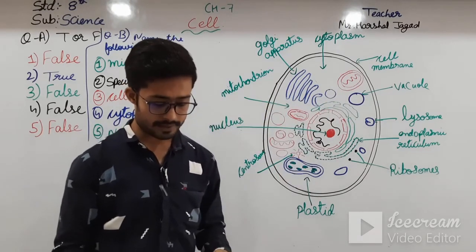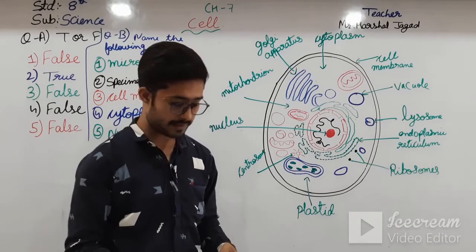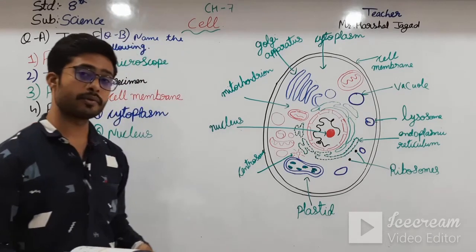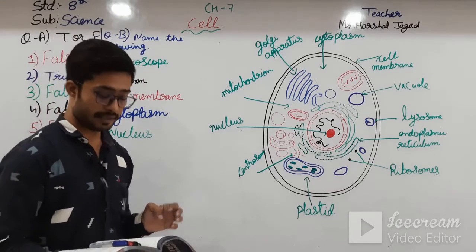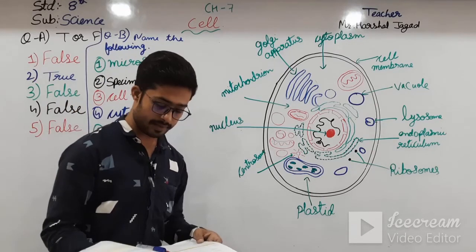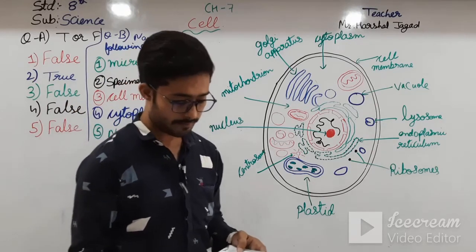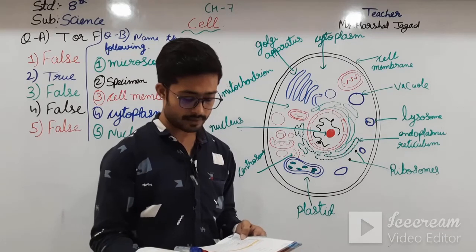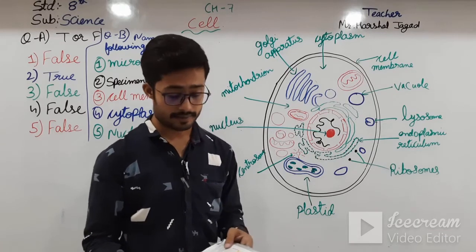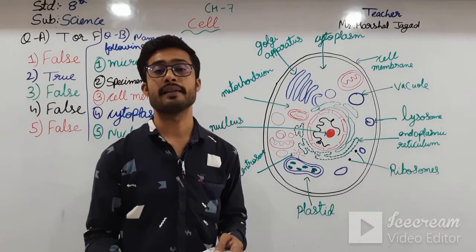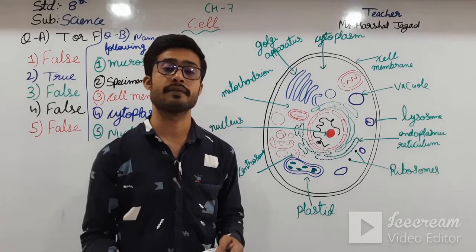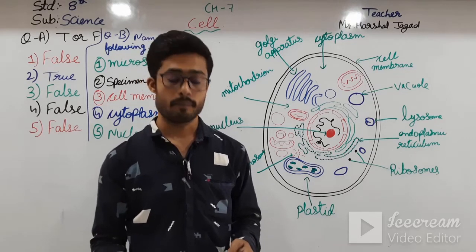Okay, next is plastids are usually present in the plant cell, and in animal cells plastids are absent. Centrosome is absent in the plant cell and present in the animal cell. So, you have to write this when somebody asks the difference between animal cell and plant cell.